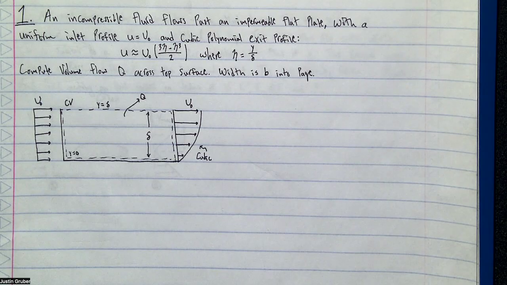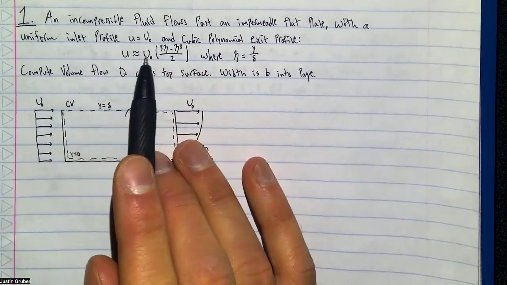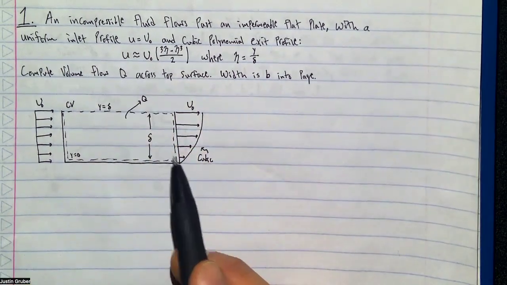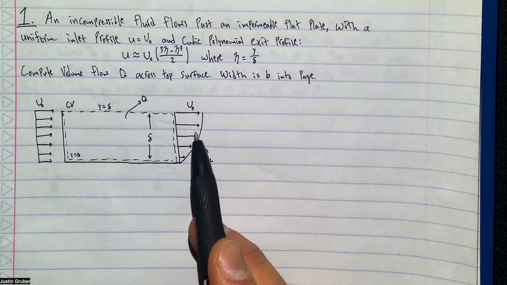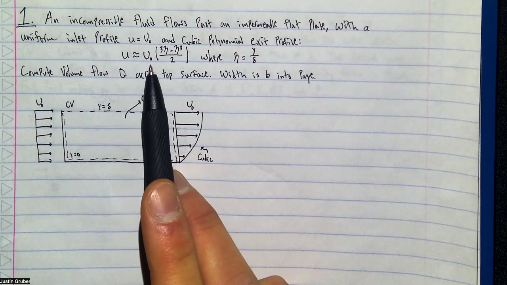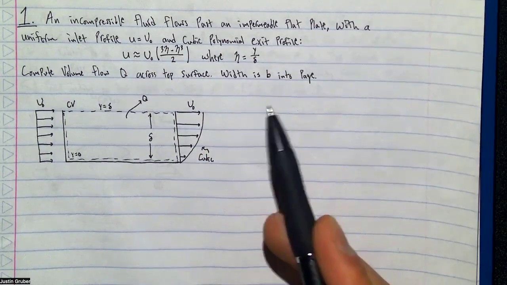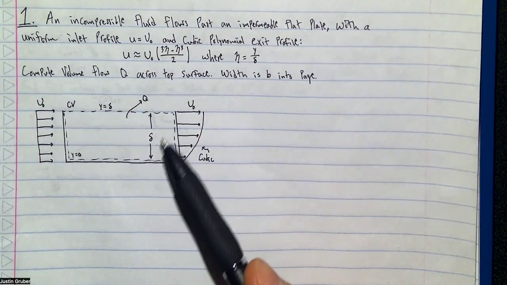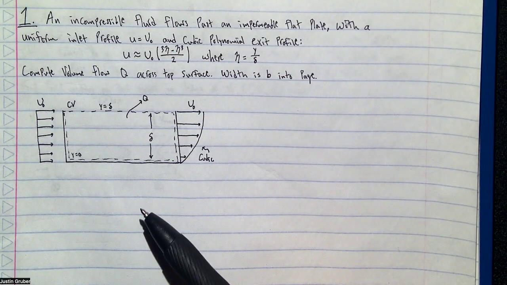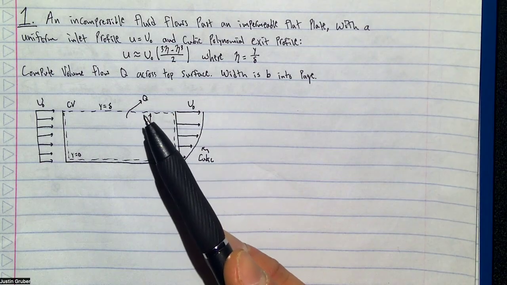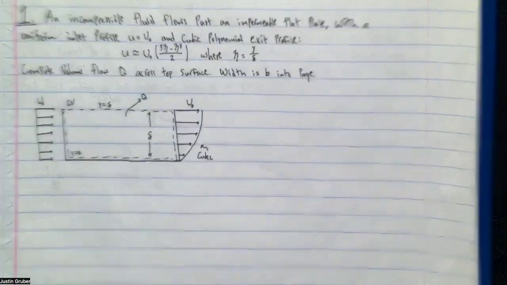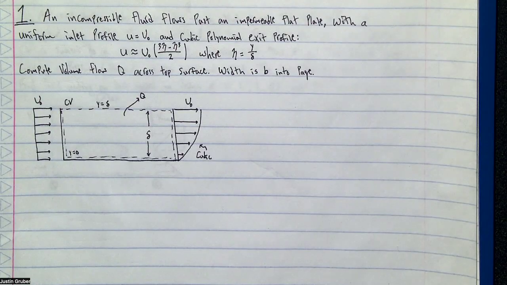For this first one, we have an incompressible fluid flowing past an impermeable flat plate with uniform inlet profile U equals U naught and a cubic polynomial exit profile given by this function, where U at any given Y location is U naught times (3 eta minus eta cubed) all over 2, where eta is just Y over delta, and delta is the height of the control volume. We want to compute the volume flow rate Q across the top surface, and the width is B into the page.